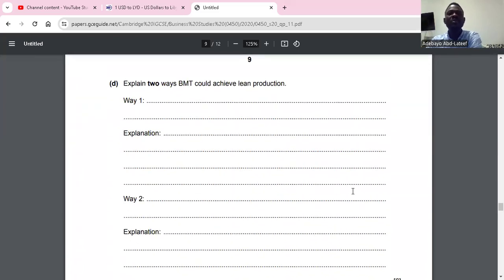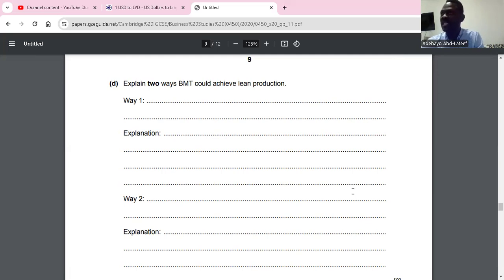They said, explain 2 ways BMT could achieve lean production. First, what is lean production? Lean production is an approach to management that focuses on reducing waste whilst ensuring quality. It focuses on reducing waste, but taking quality into consideration. Clear? So BMT may achieve lean production through the following ways.